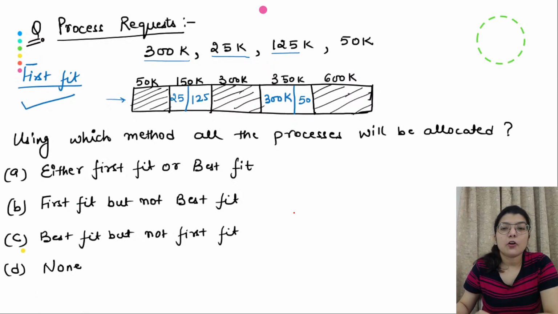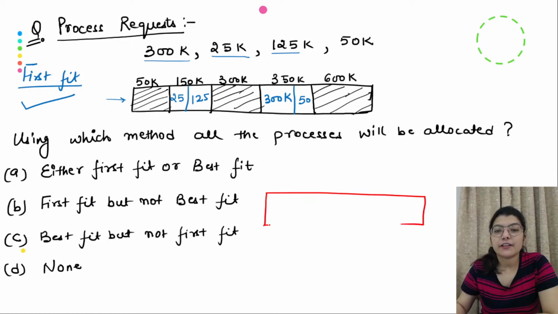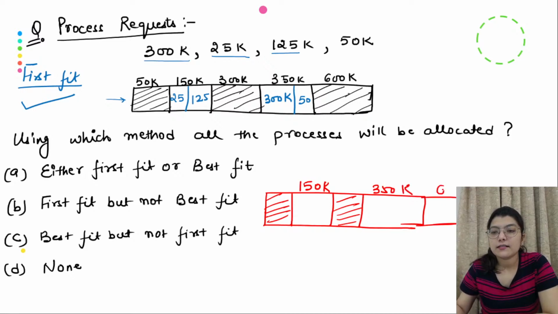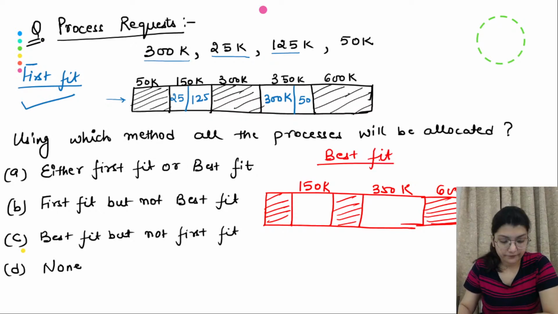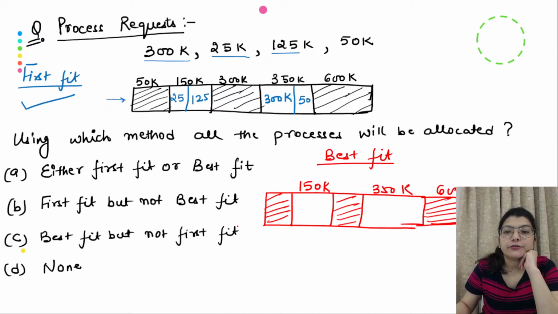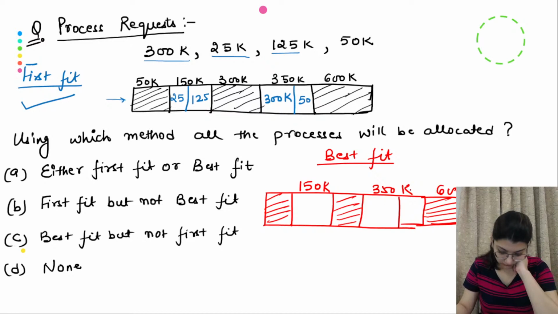Now let's try with the help of best fit, whether best fit will do the same or not. So this is your 50k already occupied, then this is your 150k, then this is also already occupied, this is 350, and this is 600 already occupied. Okay, so we are trying with best fit. Now best fit mein what we will do, we'll go with 300k. So 300k best fit will come under this block, है ना? So we will give 300k to this one. So done, given. Right, so this is your 300k and the remaining is your 50k now.